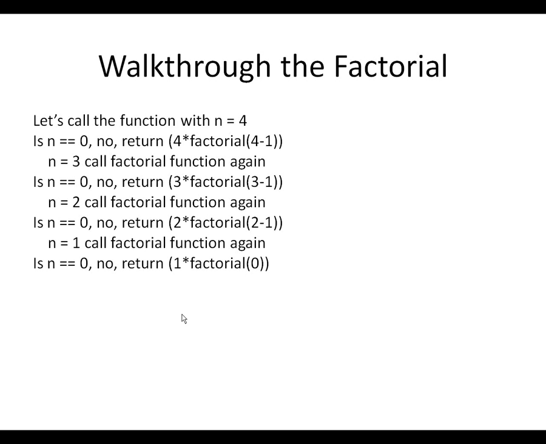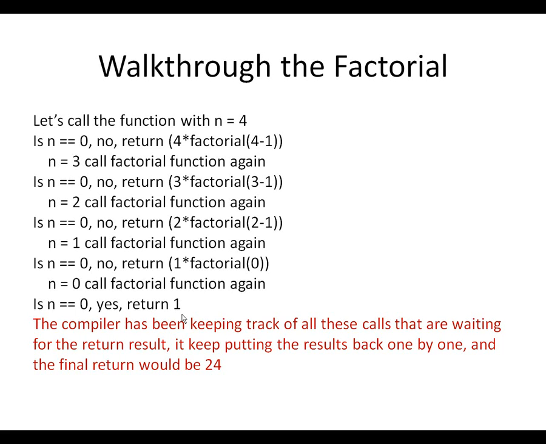Now n is 1. We're going to test n is not 0. We're going to return 1 times factorial of 0, which is 1 minus 1. Now, n is equal to 0, and in fact we are returning 1 at the end of here. The compiler has been keeping track of all these calls that are waiting for the return result. It keeps putting the results back one by one, and the final result would be 24.